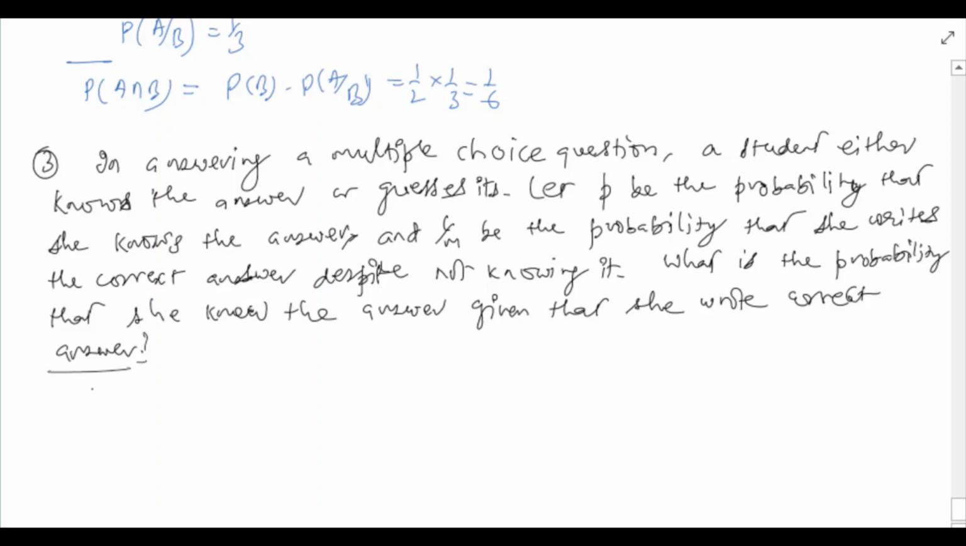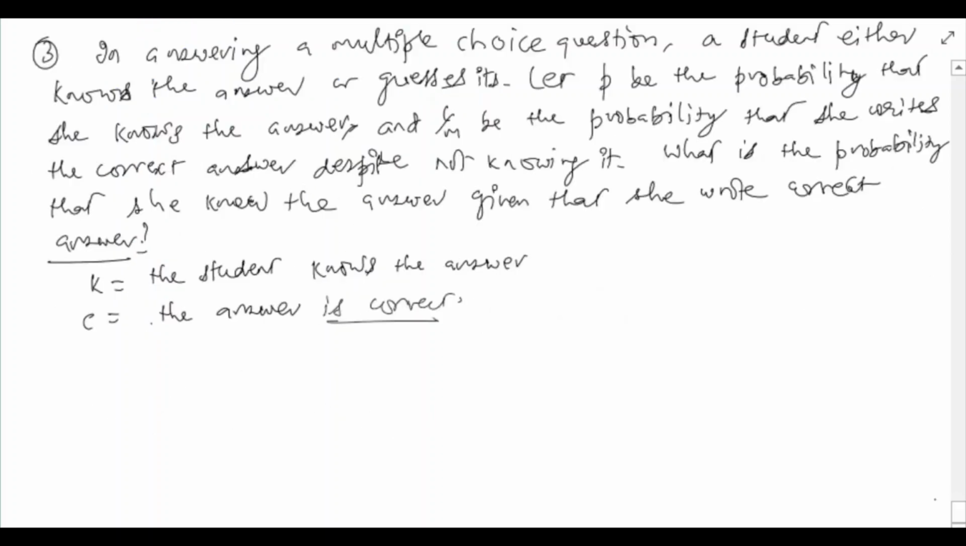We can again define two events. K is the event that the student knows the answer, and C is the event that the answer is correct. We are interested in probability K given C.